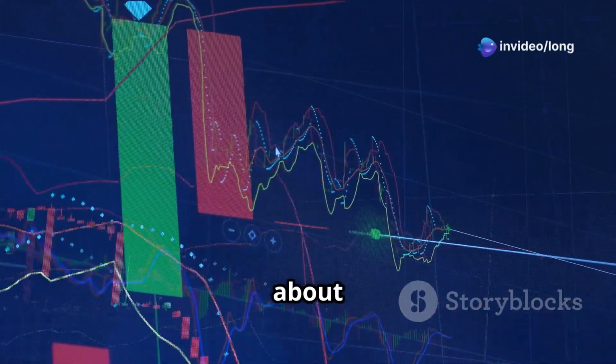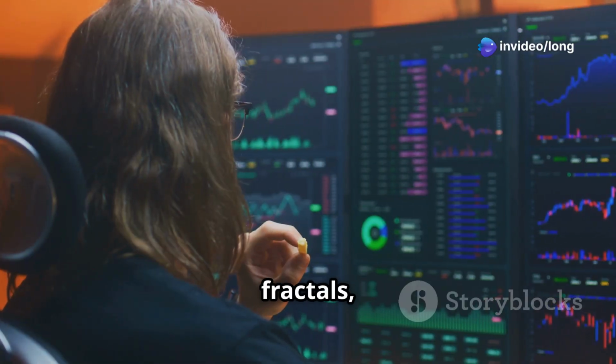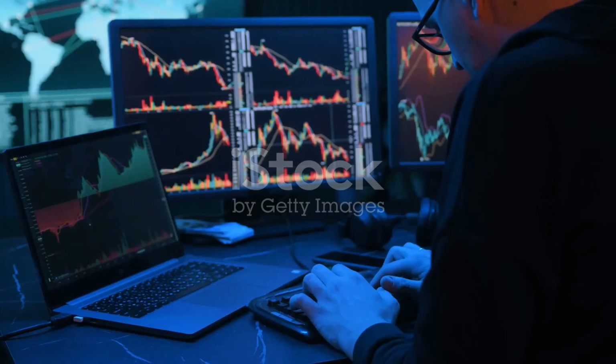Remember, it's all about spotting self-similarity and price action. Once you start seeing the fractals, you'll start seeing the market with new eyes.